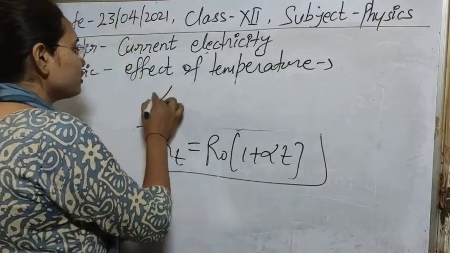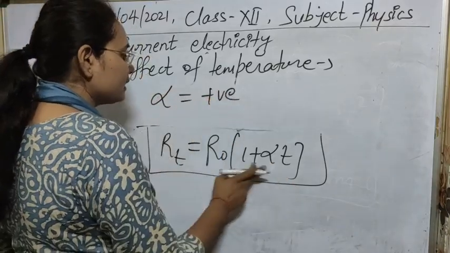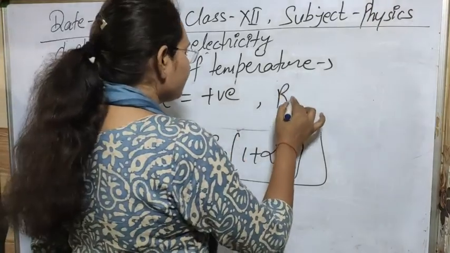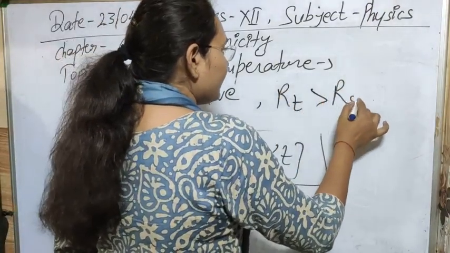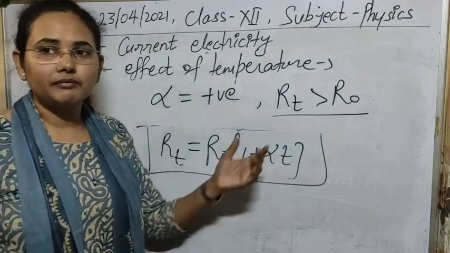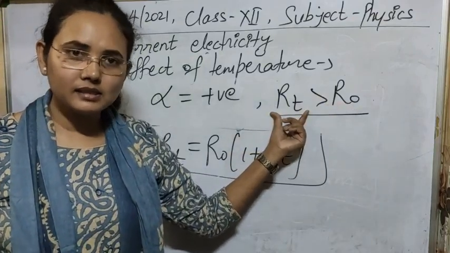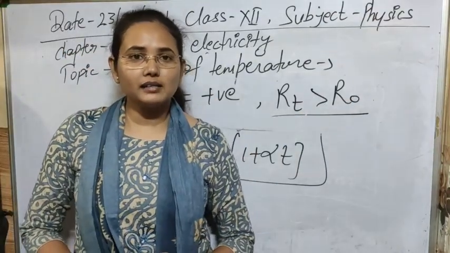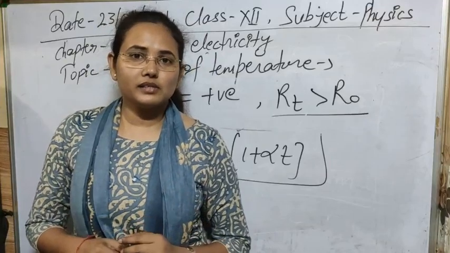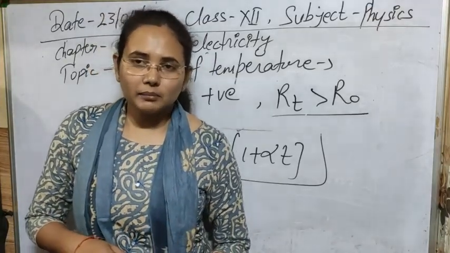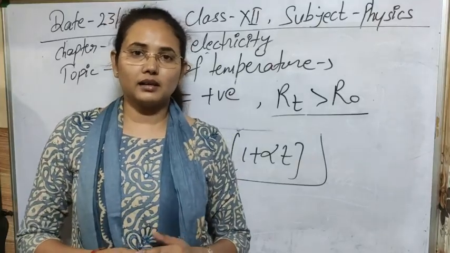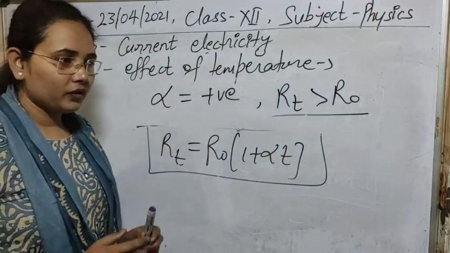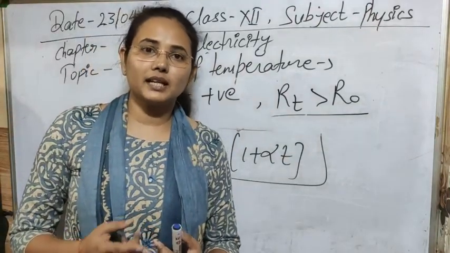So if alpha is positive, then obviously resistance will increase with increase in temperature. It means that in that case, resistance RT will be greater than R0. At some temperature, if we increase the temperature, its resistance will increase accordingly. So the first property through which you can categorize any conductor is that its temperature coefficient of resistance is positive. For metals like copper and aluminium, alpha is always a positive quantity, meaning the resistance of a conductor always increases with increase in temperature.